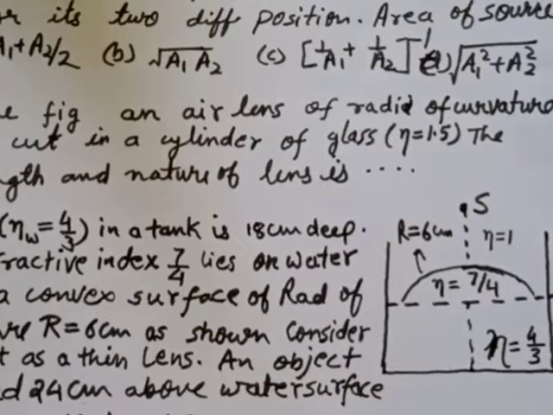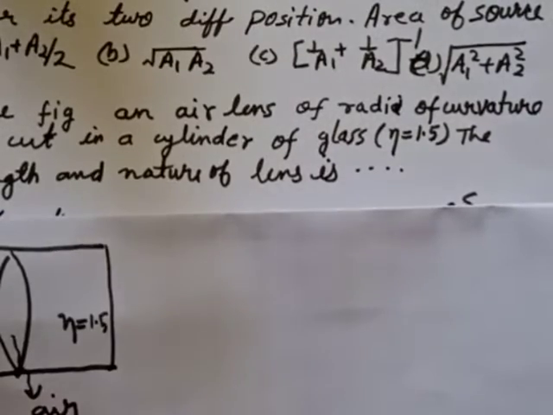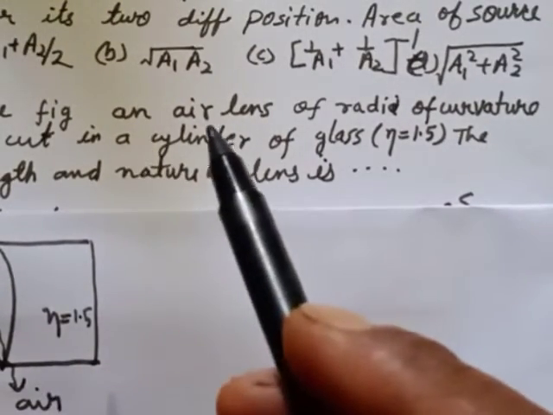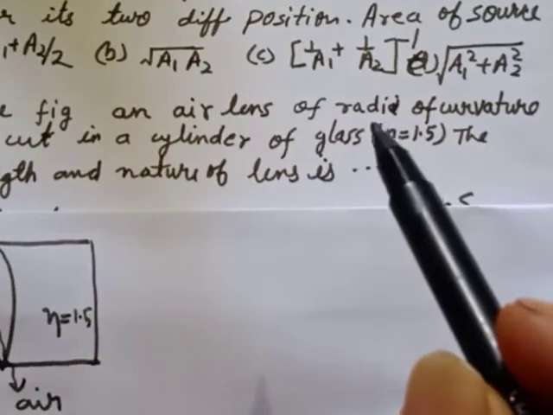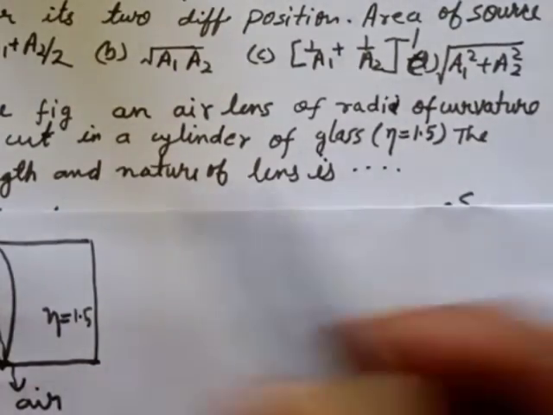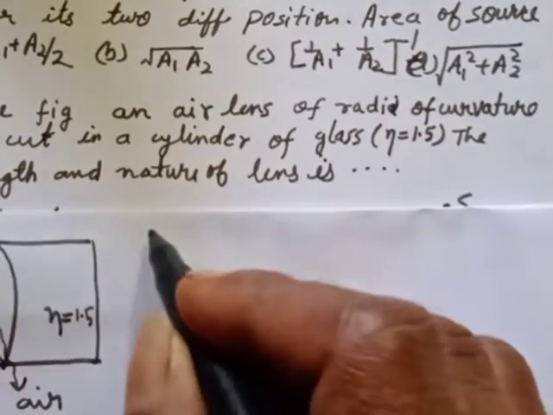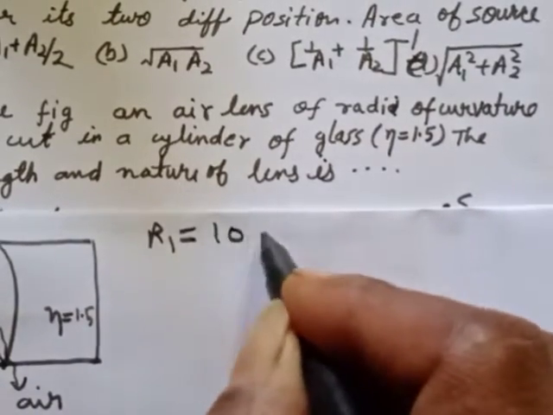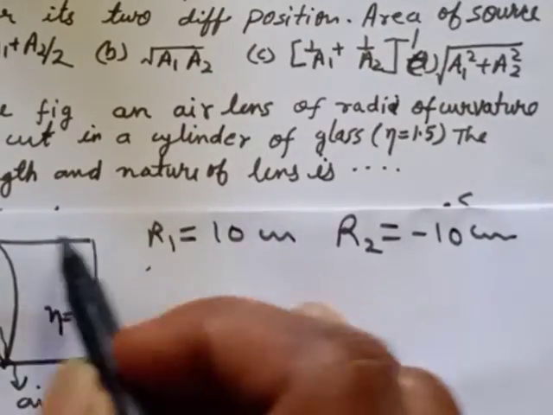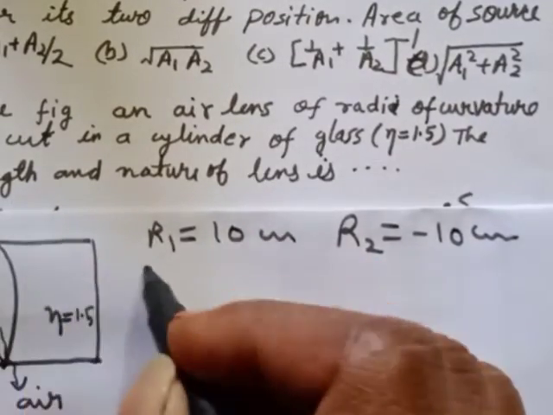Next, in the figure, oh, I haven't drawn it. So here it is. Okay, in this figure, an air lens of radius of curvature, short form I've written like this, 10 centimeter. So it means R1 equal to plus 10, R2 is minus 10. Okay, so no problem with that.